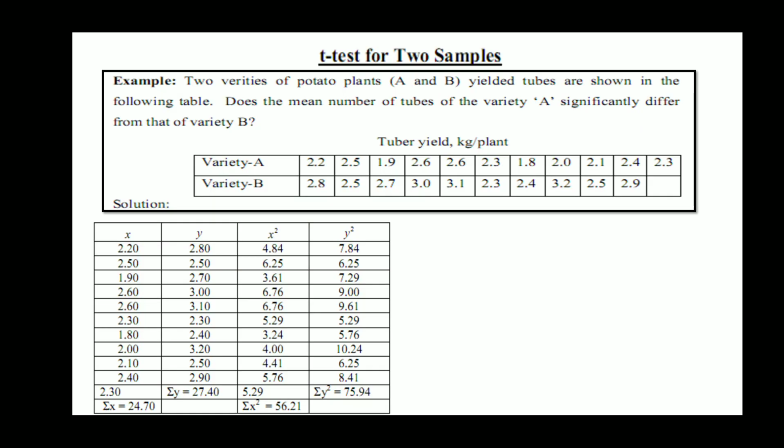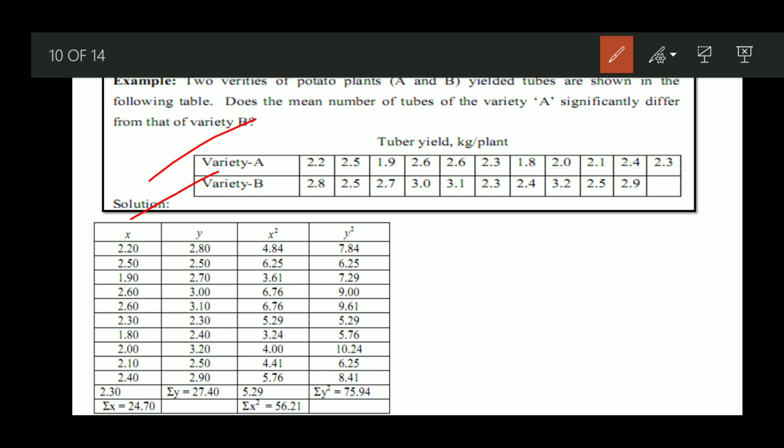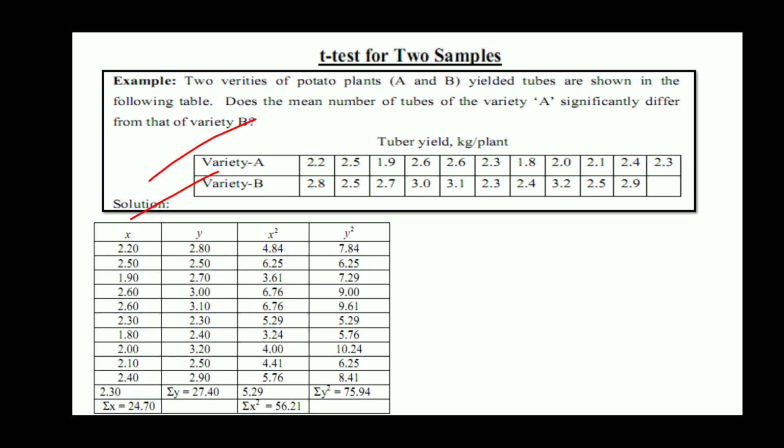Next is the t-test for two samples. In the previous example, we were working with one sample. Now we have two different samples. Here we can see variety A and variety B. Remember, for those things, accordingly our test statistic will change. What is given here? Two varieties of potato plant yielded tubers as shown in the following table. Does the mean number of tubers of variety A significantly differ from that of variety B?